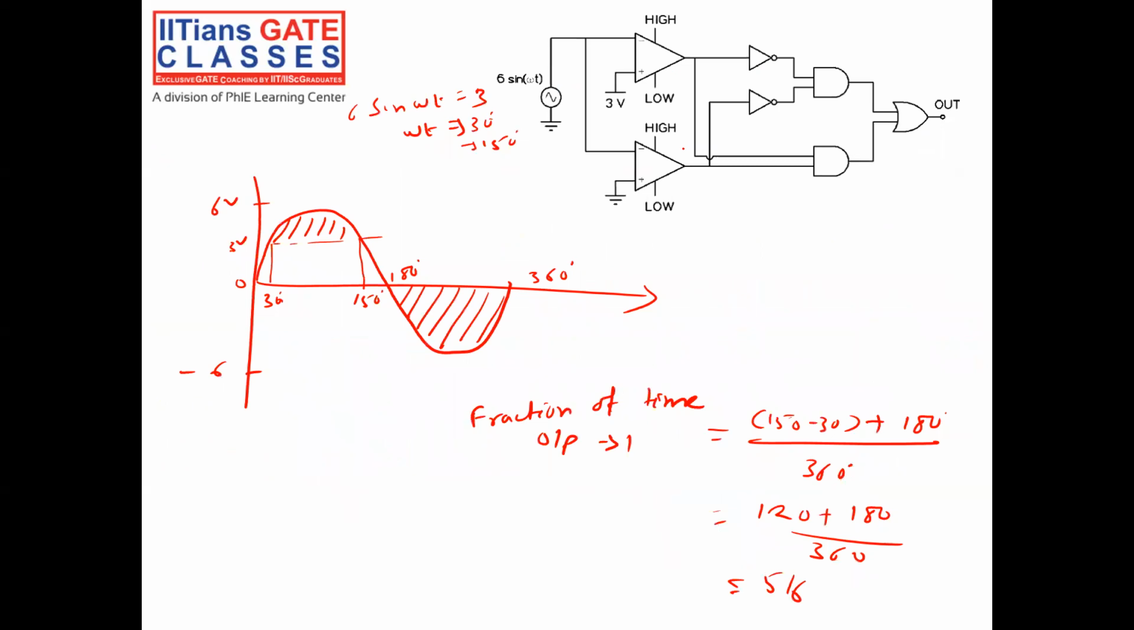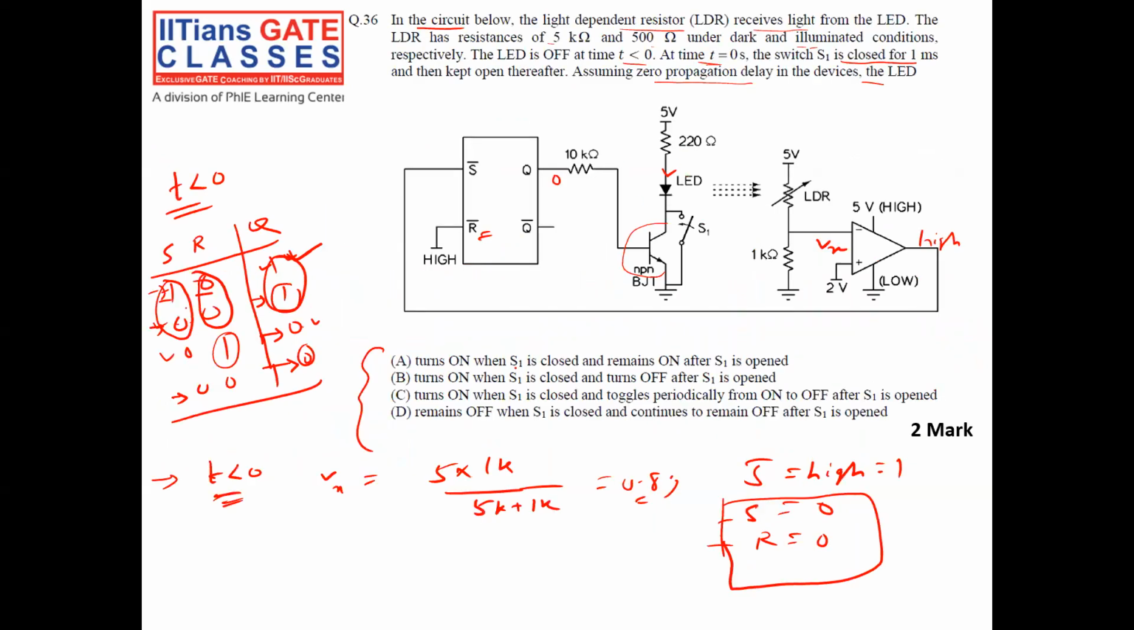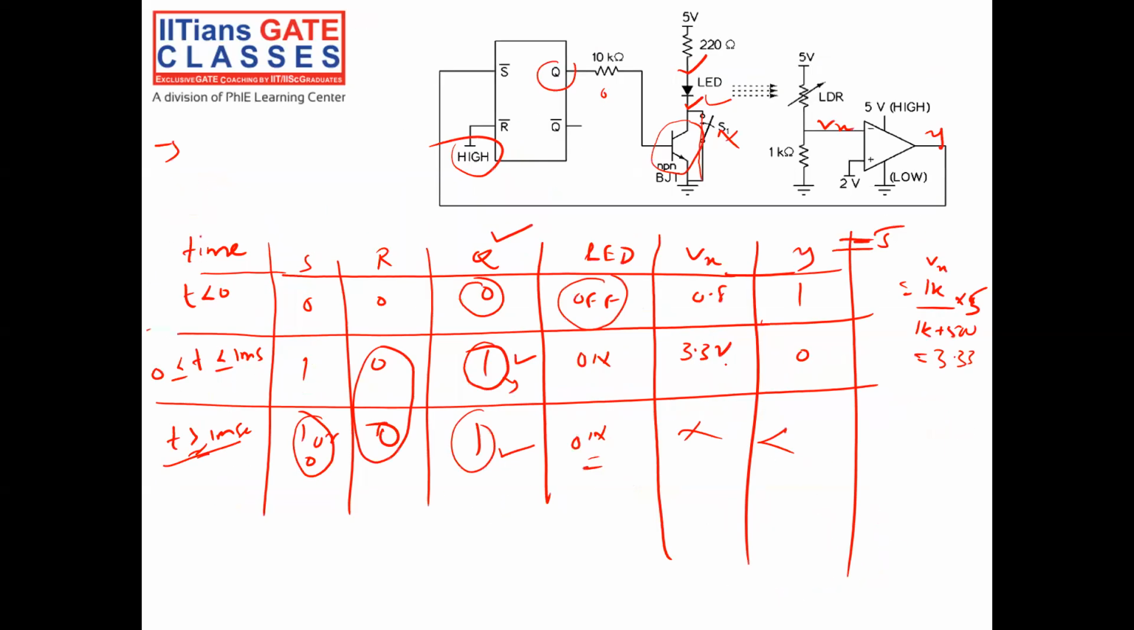Now let us see the condition. Turns on when S1 is closed and remains on after S1 is opened. This is the answer, because turns on when S1 is closed and turns off, no. Toggles periodically, no. S1 continues to remain off, no. So it will remain on after S1 is opened, because the state of the flip-flop is not able to change. Once it changes to 1, we cannot change it to 0, because R is already tied, that means R is equal to 0. So I think this is clear to all of you, right? Let's see the next question.